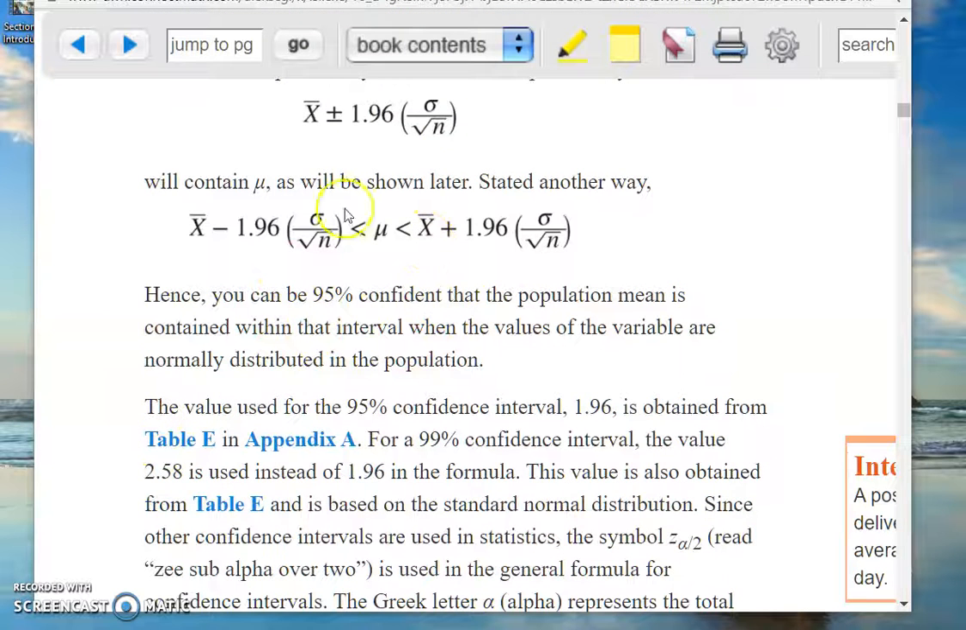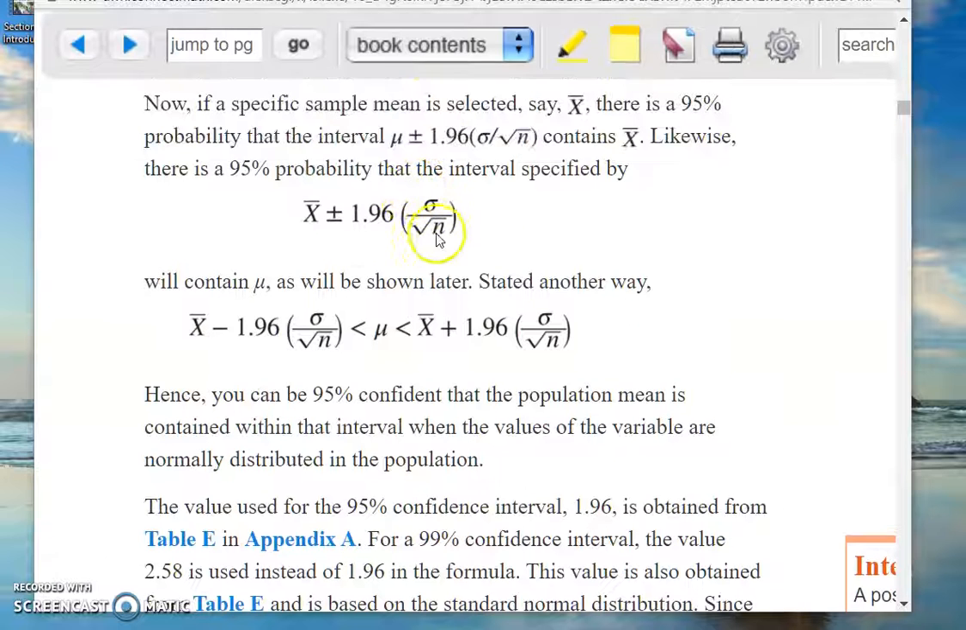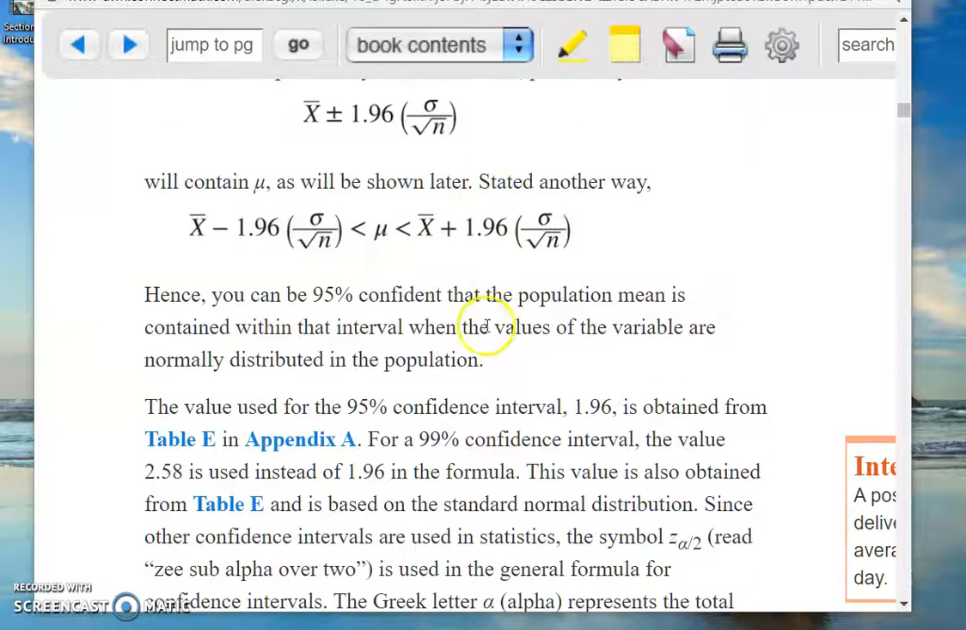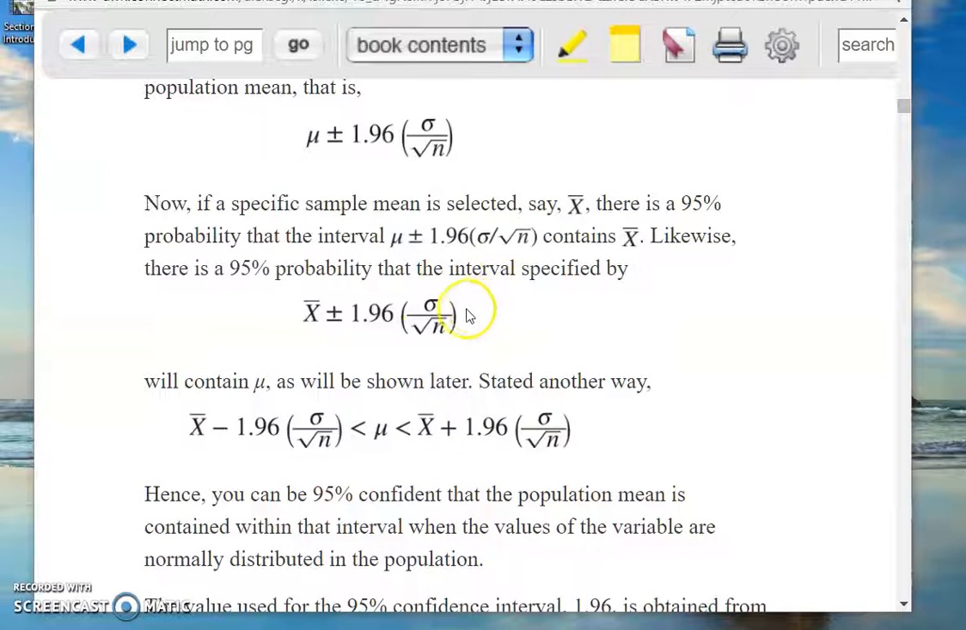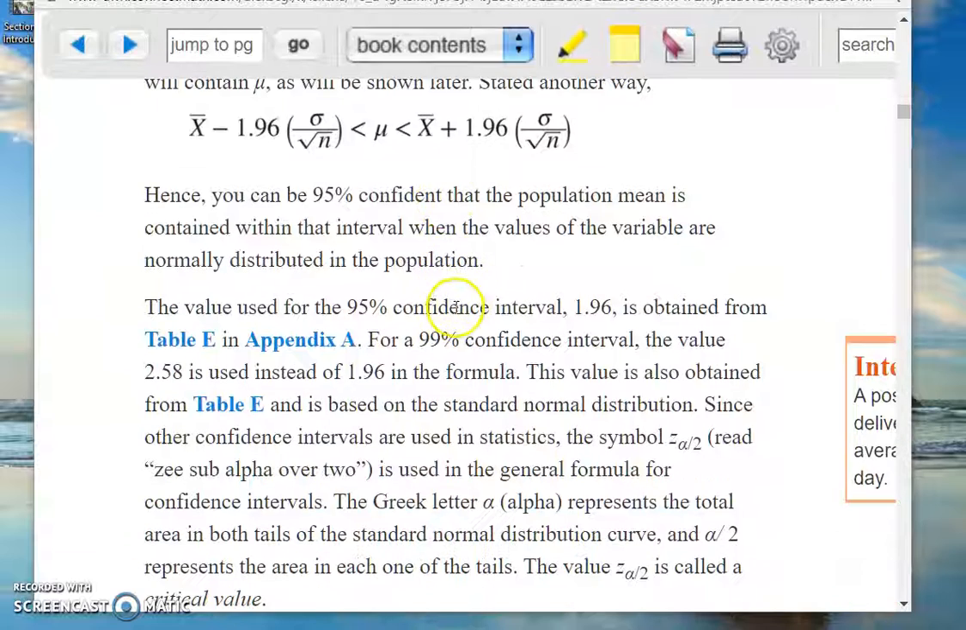Okay, so as he says here, he's going to show that to us later. Stated another way, if this is your interval, mu is between x bar, take away this, and on the right hand side, x bar plus this. So what I would urge you to do is write that out in the form of a number line. I think it would be more clear to you. What we're saying is that there's a 95% probability that this interval, here is on the right hand side, this is on the left hand side, will contain the mu. That's what it's saying here.